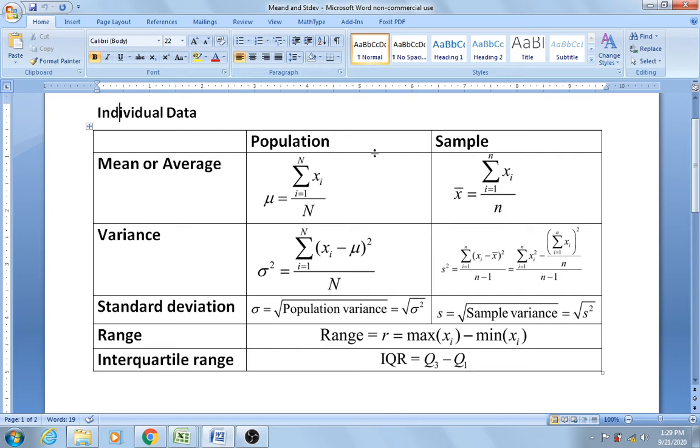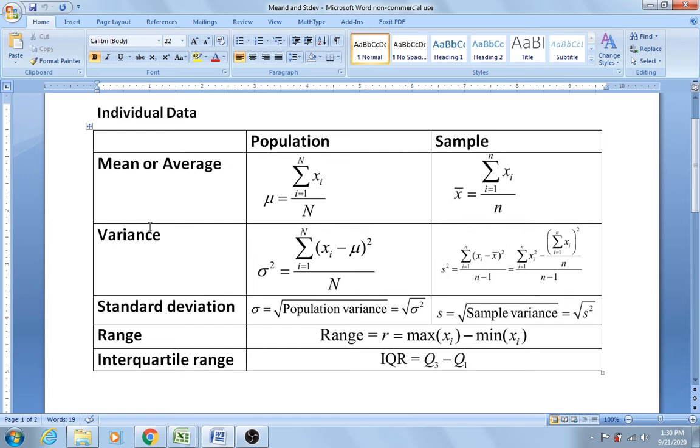And I assume that everyone is familiar with the sigma notation. That means you add all the data that you have in the population and in the sample. As we can see, the sigma notation starts from 1 till capital N for the population, and for the sample we start from 1 until the small n, which is the size of the sample.